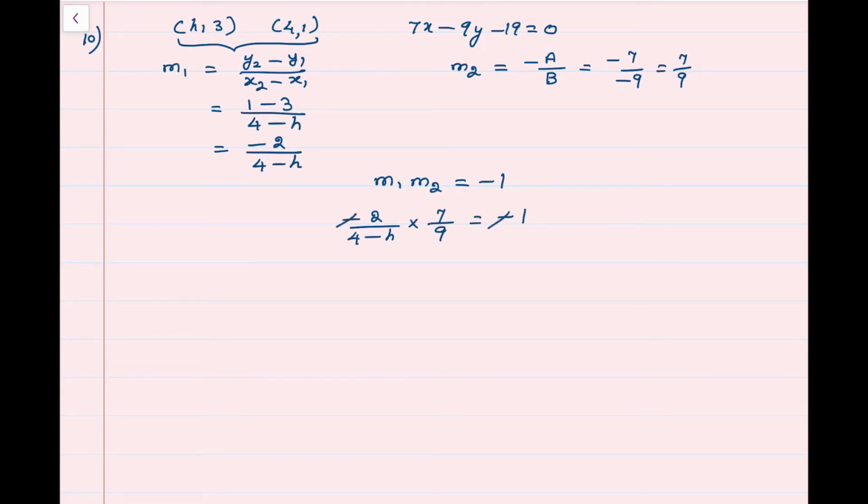We will cancel the negative signs. 14 is equal to 36 minus 9h. 9h is 36 minus 14, which is 22. Therefore, the value of h is 22 over 9.